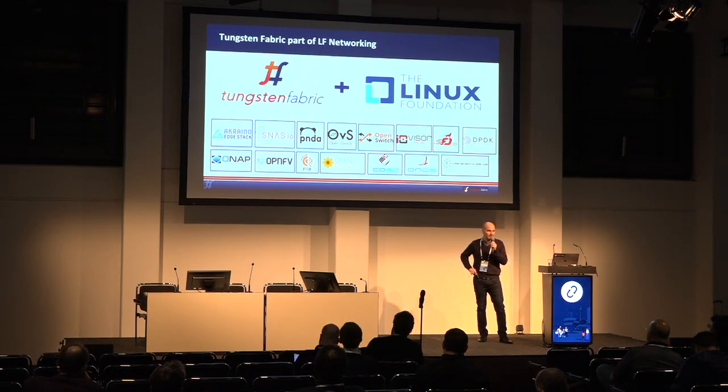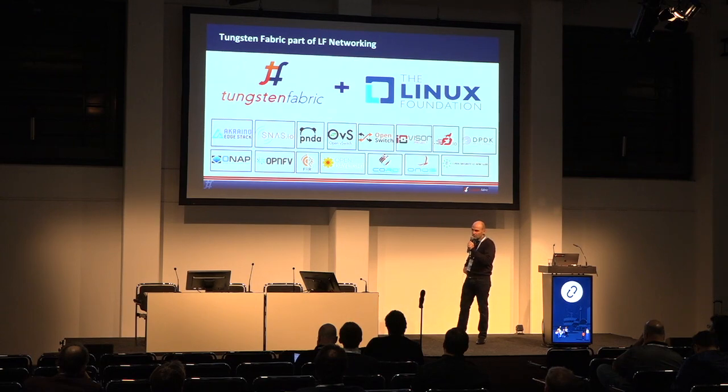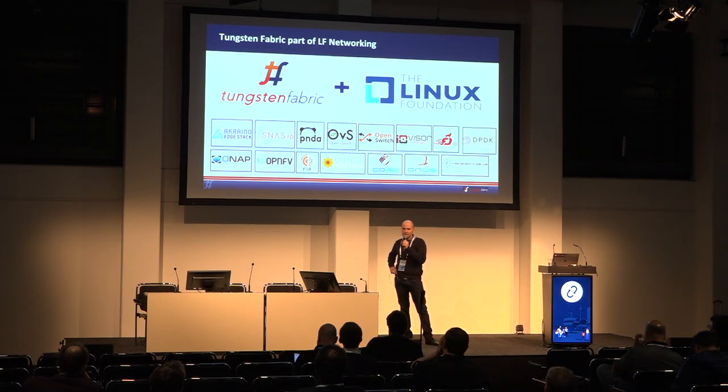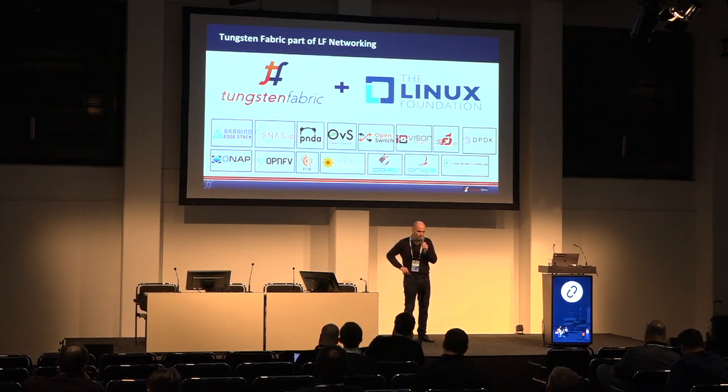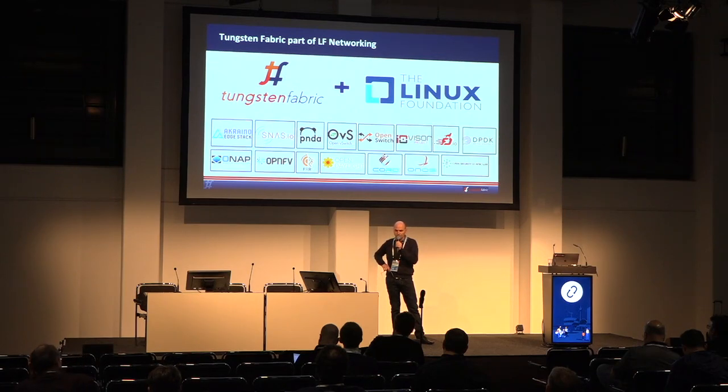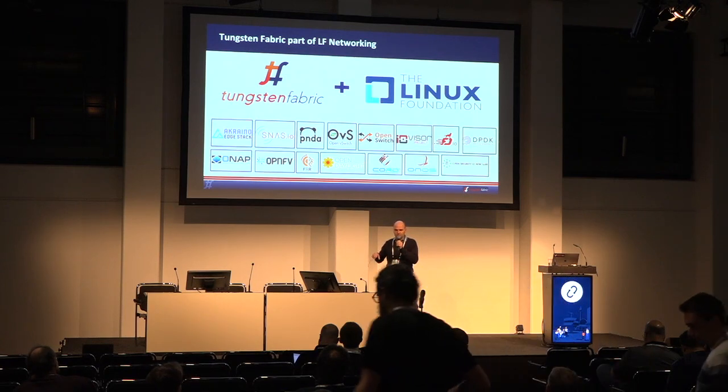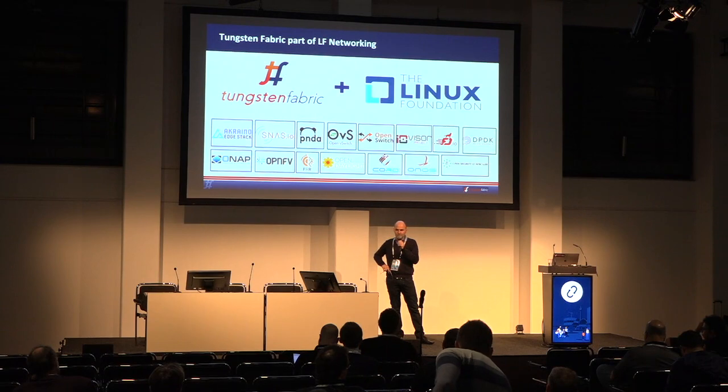We are currently hosted inside LF Networking next to a number of other open source SDN solutions like OpenDaylight or ONOS, or data plane projects like OVS or FD.io. What is unique about Tungsten Fabric is that it's the only SDN solution that combines both the control plane and the data plane, since Tungsten Fabric includes a component called vRouter, and I'll go through it very quickly. Another thing to note is that we heavily contribute to a number of other projects that are also hosted inside the Linux Foundation Networking group. We are a member of Akraino, and I'm going to talk a little bit about this. We are contributing a lot to DPDK, and we are also active members in ONAP and OPNFV.